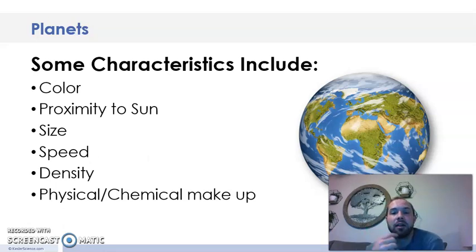All right. So here are some characteristics about planets. They have color, their proximity to the sun, which means how far or close they are to the sun, their size, their speed, their density, and their physical or chemical makeup.